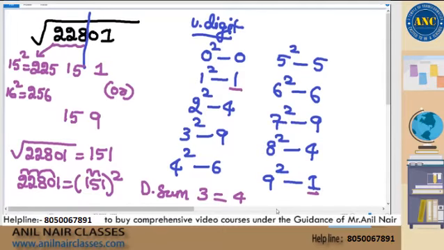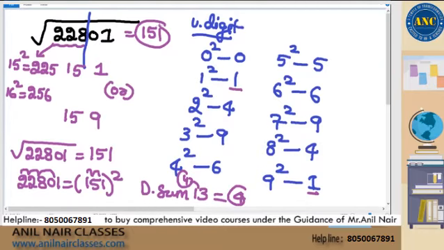I hope it is clear. So 4, 12. 6 plus 1, 7. 7 square is 49. 4 plus 9, 13. 1 plus 3, 4. So root of 22801, the answer is 151. I hope it is clear.